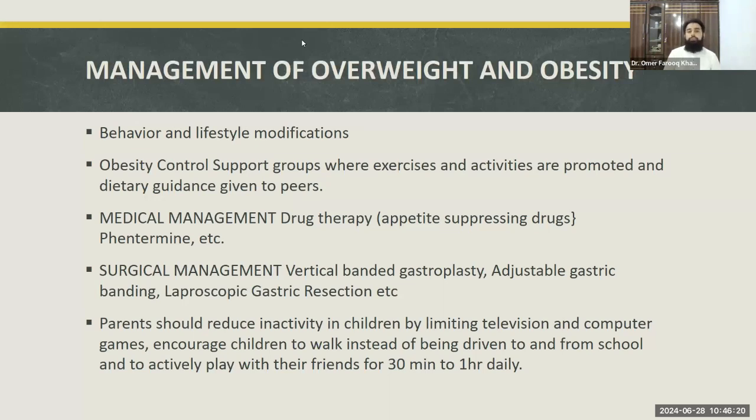In children, parents should reduce inactivity by limiting television and computer games, encourage children to walk instead of being driven to and from school, and to actively play with their friends for 30 minutes to 1 hour daily. And playing with their friends does not mean video games. Play with their friends means physical games like football, hockey, badminton, whatever. It's not like playing video games.